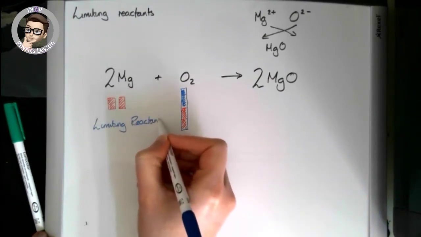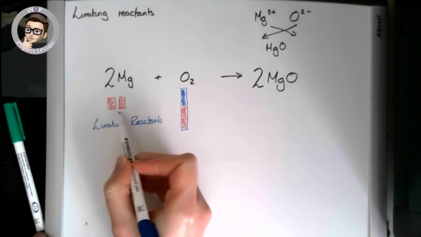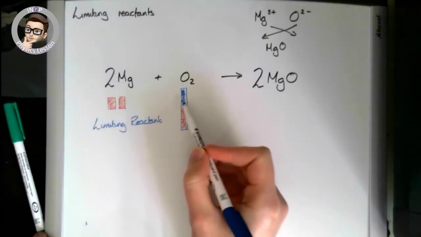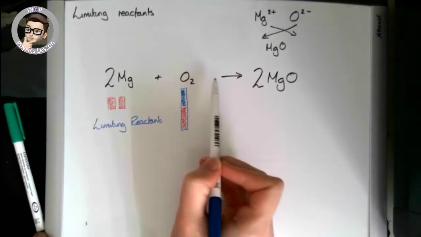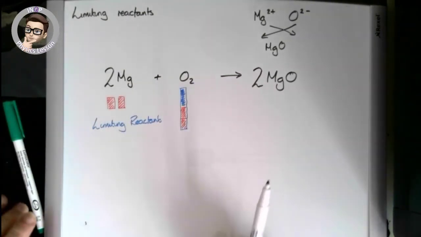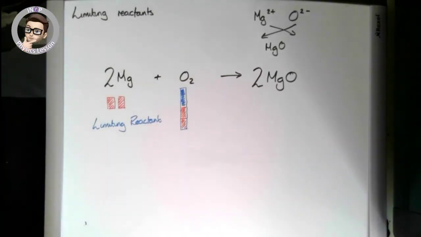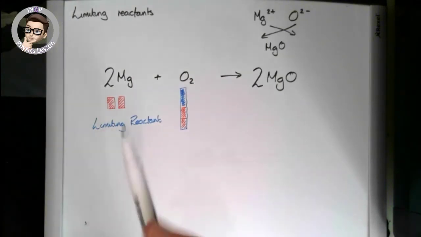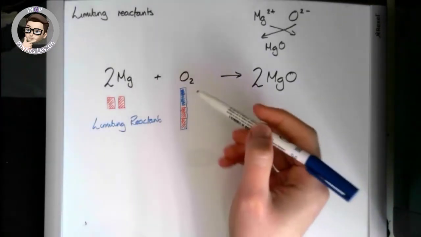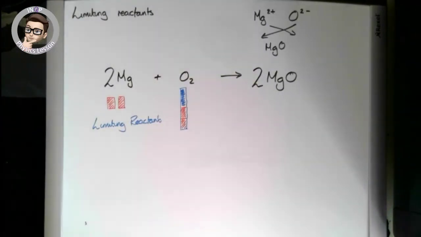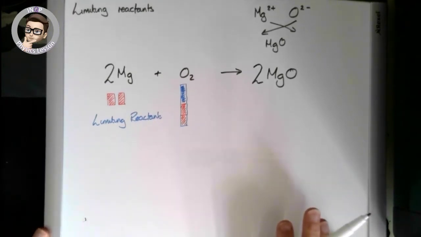Why? Because that's the one that, when it's used up entirely, doesn't have any left to react with the other reactant. Remember, my reactants are this side of my chemical equation. So here, the magnesium would be my limiting reactant because my oxygen still has stuff left that can react that we're not considering.